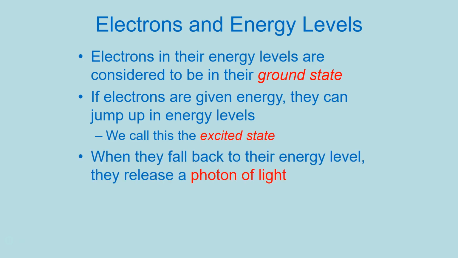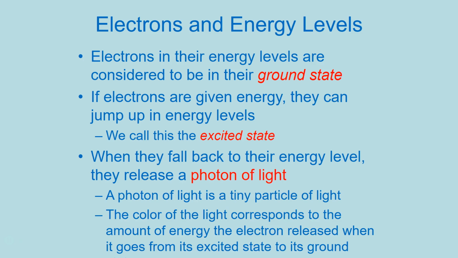When they fall back to their original energy level, they release a photon of light. A photon of light is a tiny particle of light. And the color of the light corresponds to the amount of energy the electron released when it goes from its excited state to its ground state.